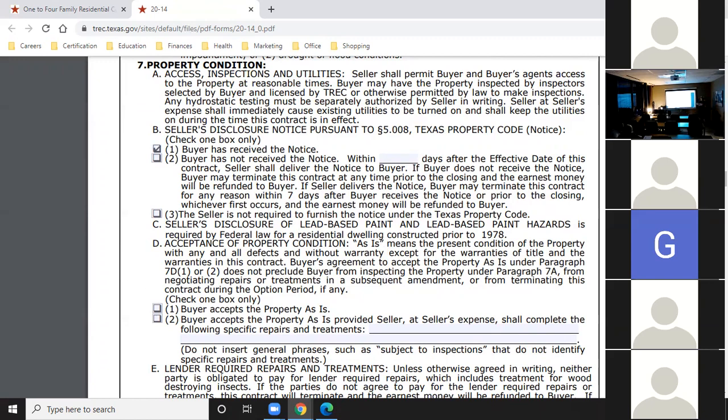Okay, give me one sec. Alrighty, acceptance, buyer accepts the property. I would check acceptance, the property is provided as sellers. I would check 2. Check 2. Yes, sir. And you're checking 2, what would you put in that line there? I would put the repairs of the windows they brought up.